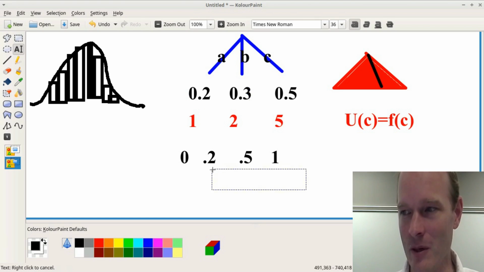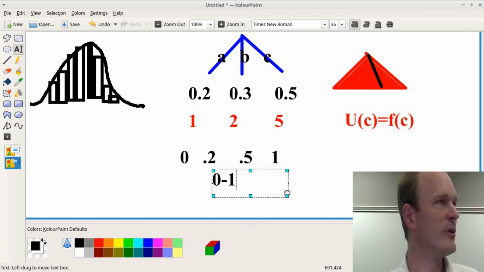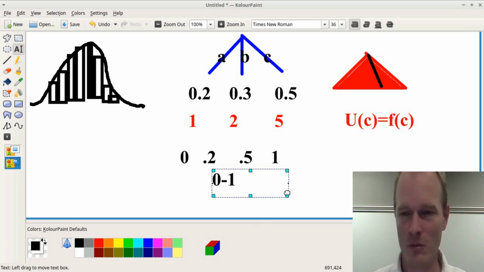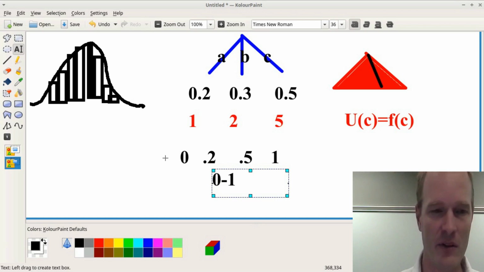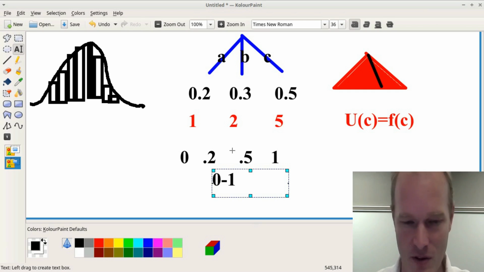Then I would draw a random number between 0 and 1. By the way, how do you draw a random number between 0 and 1 in, say, Java? Use the random class, and there's an operation called next double, and that gives you a random number between 0 and 1. Every language will have an operation for that.